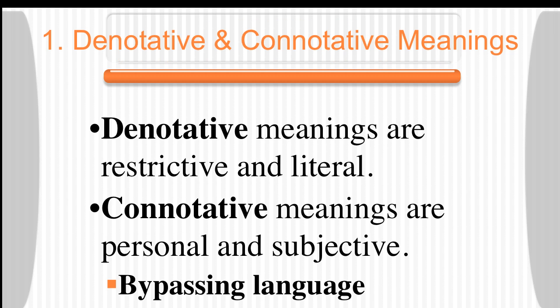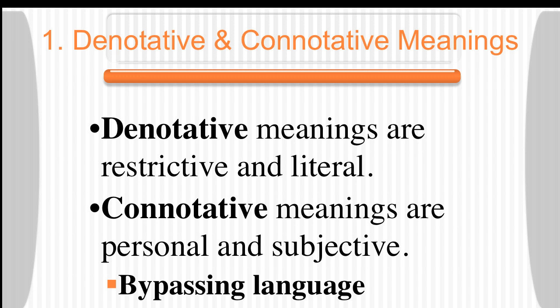First, denotative and connotative meanings. Denotative meanings are restrictive and literal. Connotative meanings are personal and subjective. So when you think about denotative meanings, think about dictionary. The dictionary definitions. They're restrictive and they're literal. They're what's written down in the dictionary.